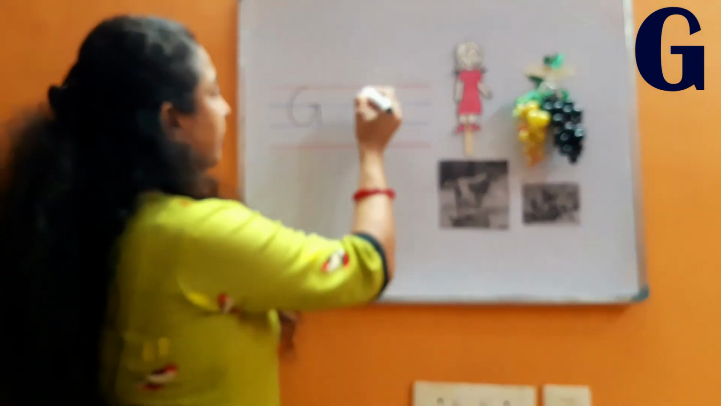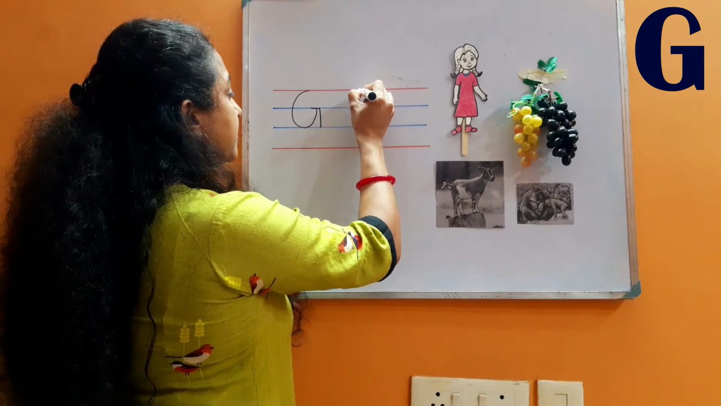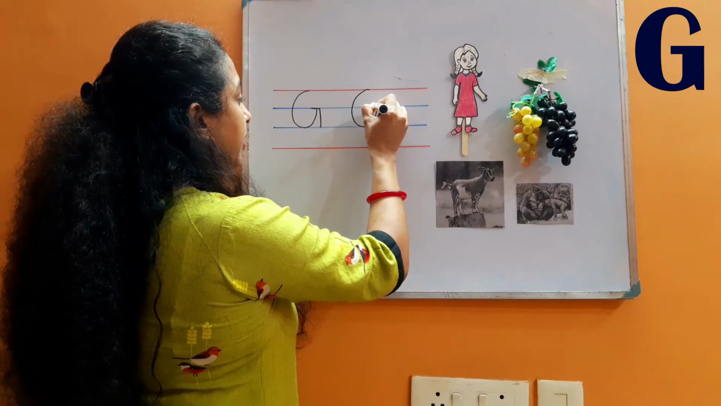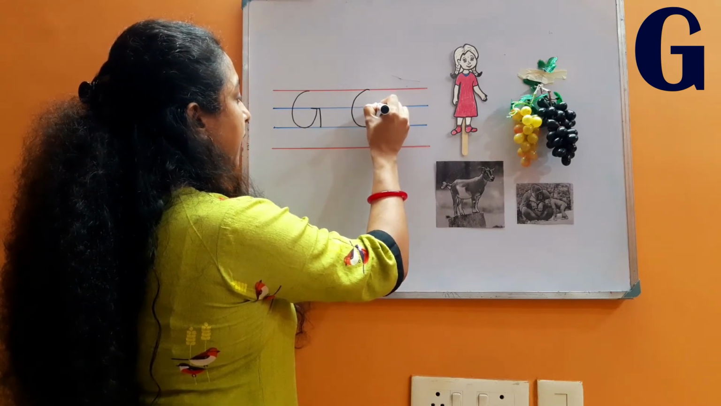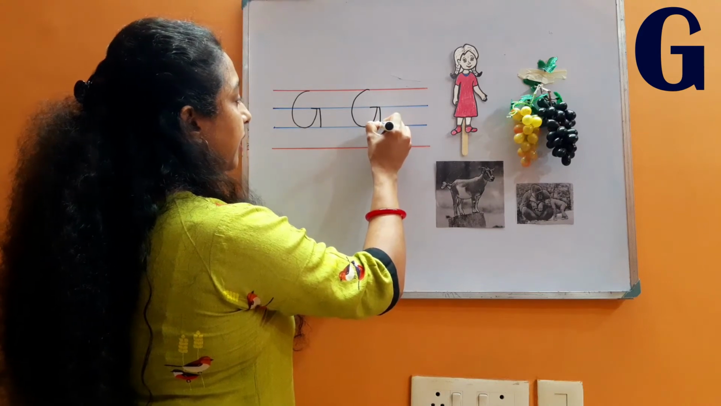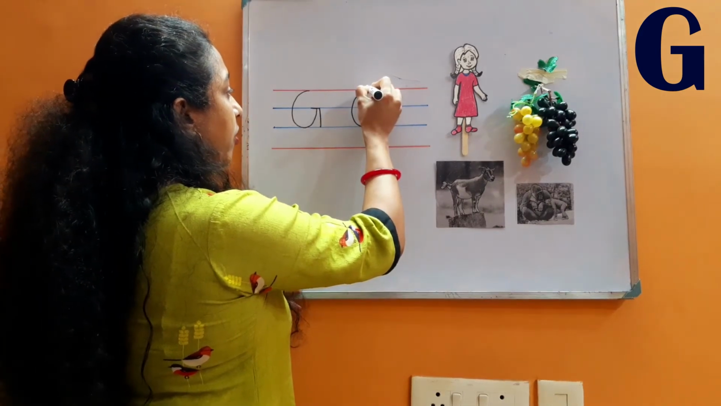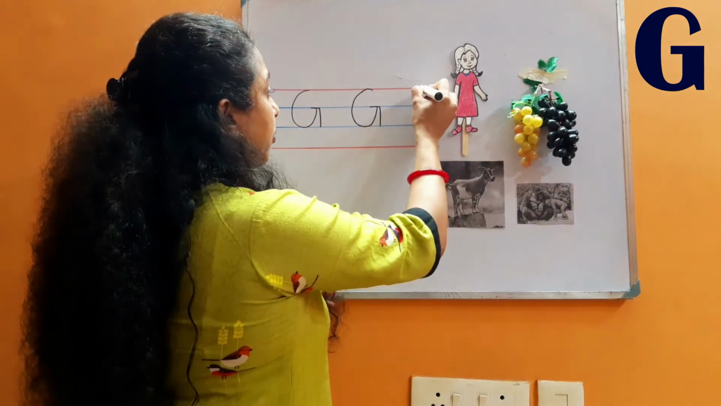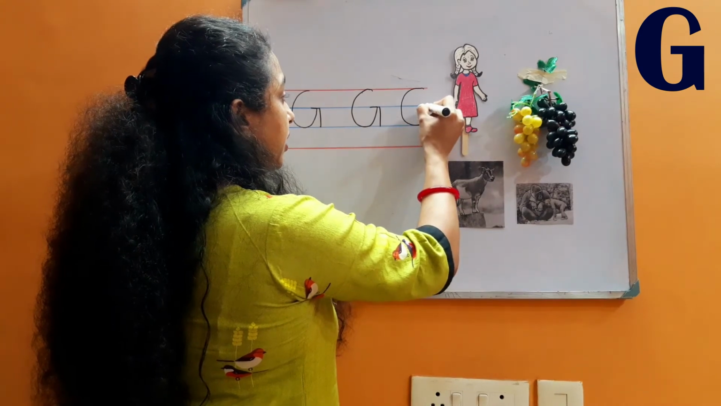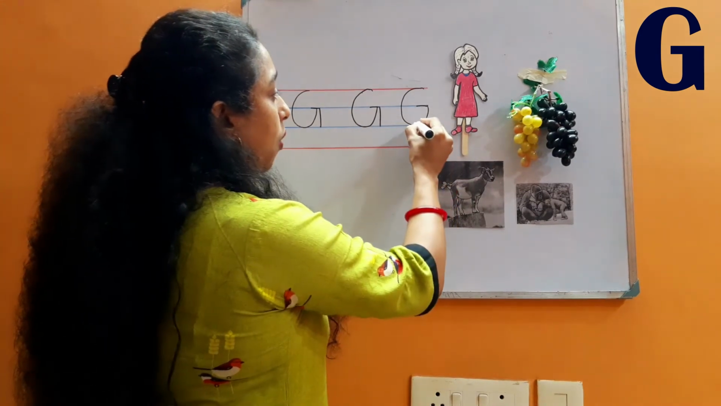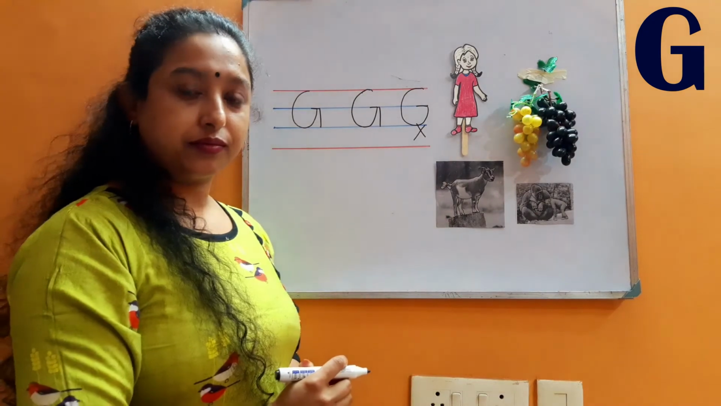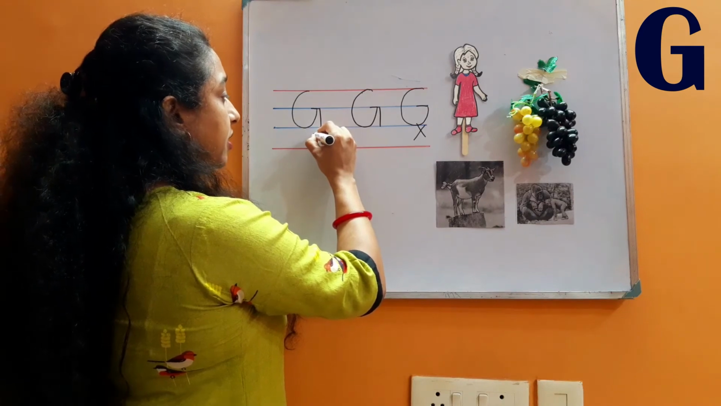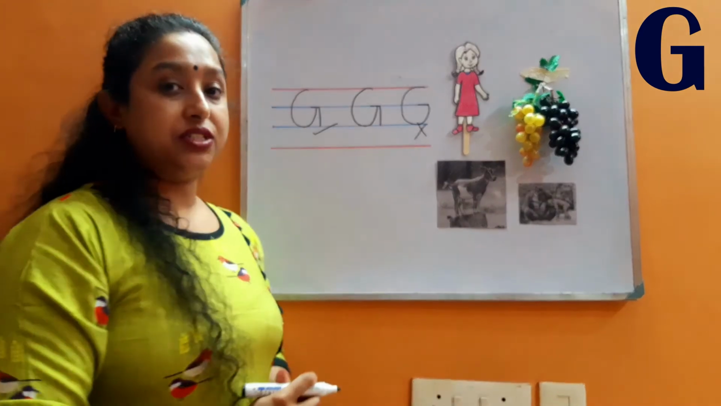Once again, make a C like this, then go up, then make a sleeping line, then a standing line. So this is how we write letter G. If you write letter G in this way, this is the wrong formation. So this is the letter G and this is correct way to write letter G.